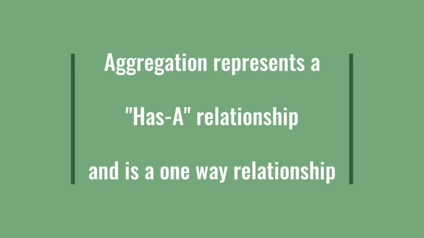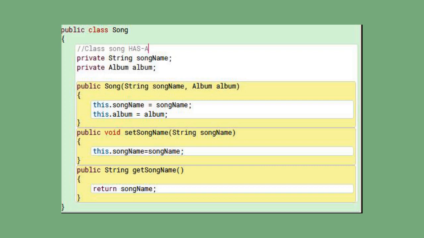Within classes, we also have aggregation, which we use to refer to one-way relationships between two objects. It's also a has-a relationship. As you can see here in the Song class, a Song has a song name and a Song has an Album, which is an object called from a previous class.